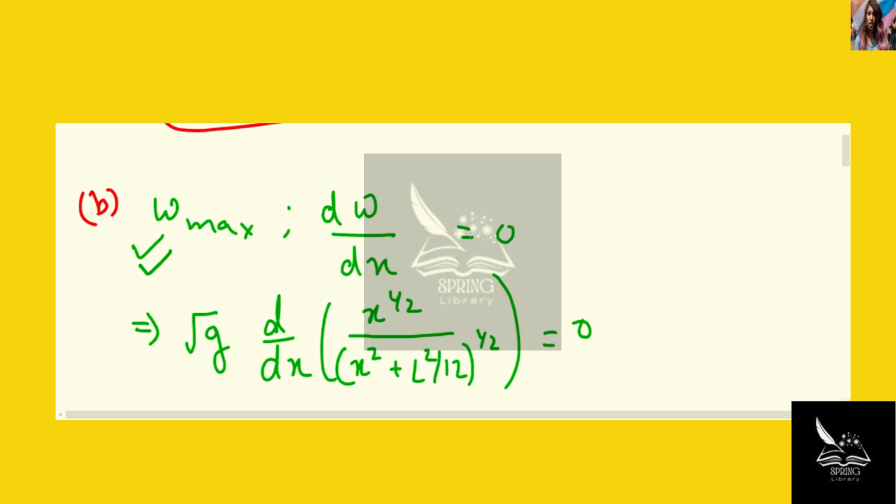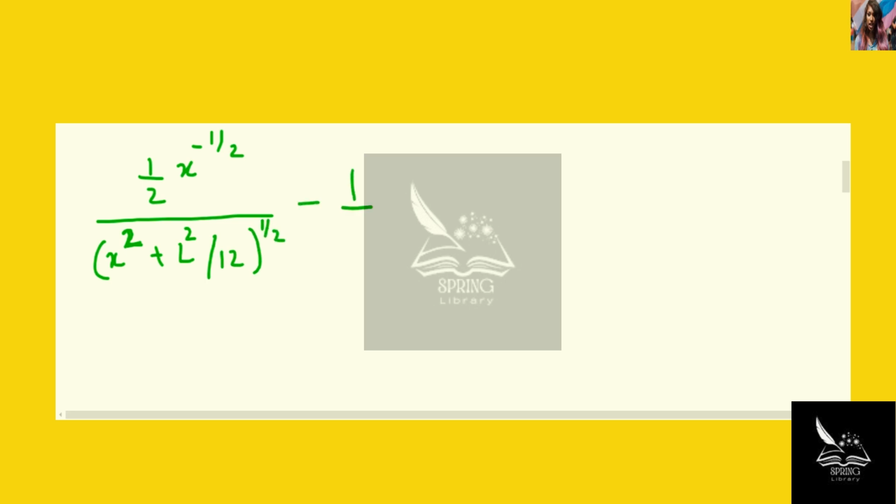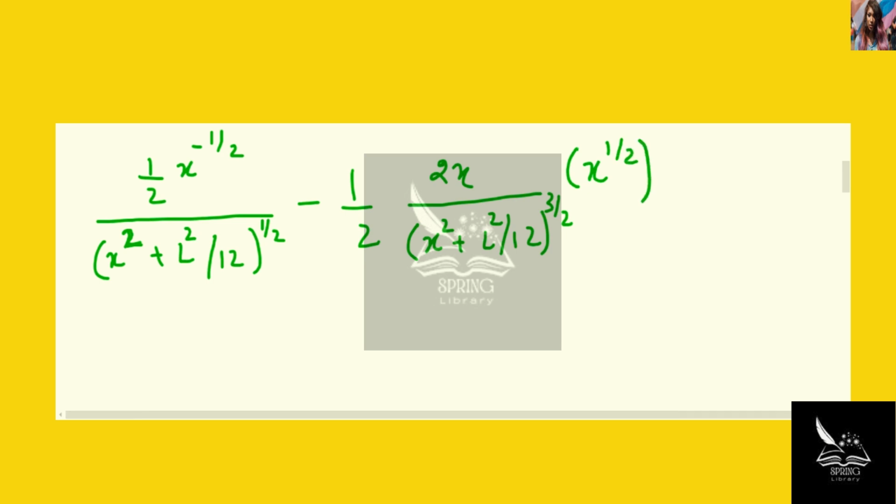So in this case, what we are going to get is half x raised to 1 by 2 upon x square plus L square upon 12 raised to 1 by 2, minus half 2x upon x square plus L square upon 12 raised to 3 by 2, into x raised to 1 by 2, equal to 0.